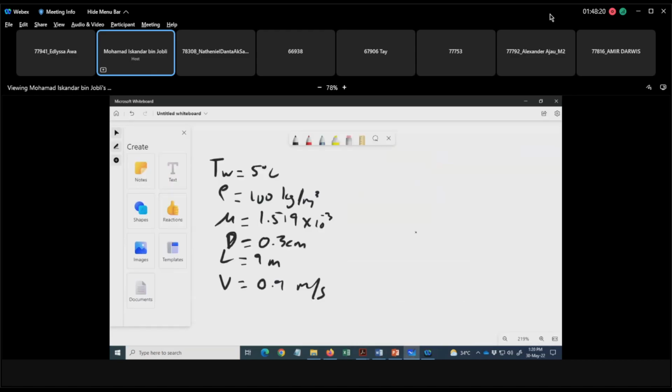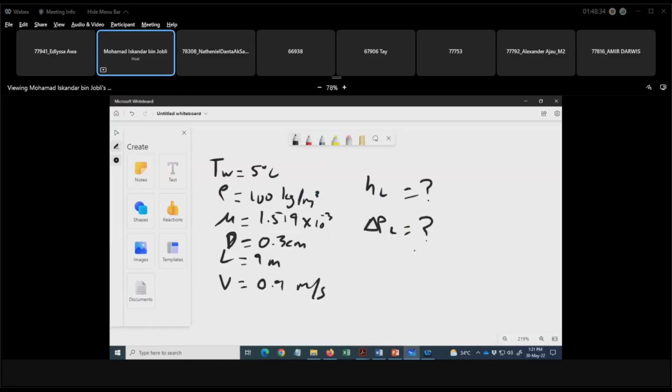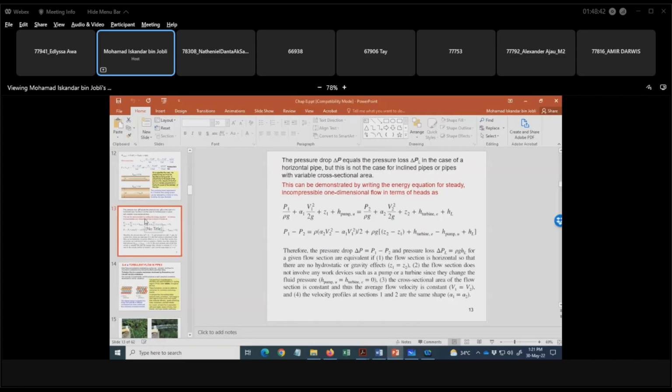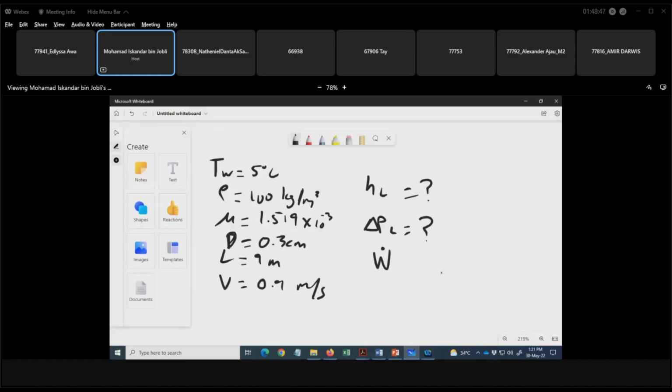Okay, so you are required to find the head loss equals question mark, delta P loss, question mark. And last but not least is the pump power to overcome the pressure drop, the pump power, W pump, equals question mark. So these are the things that you need to find.